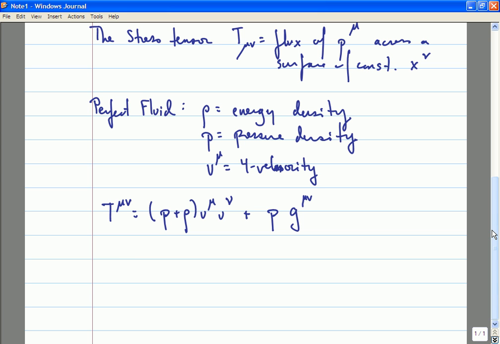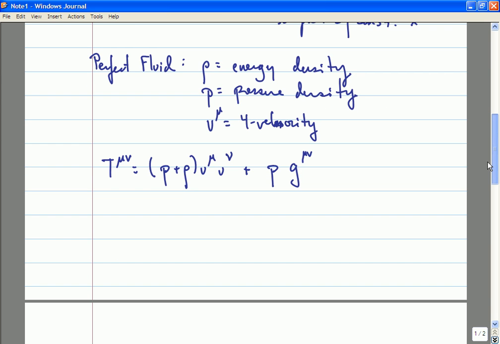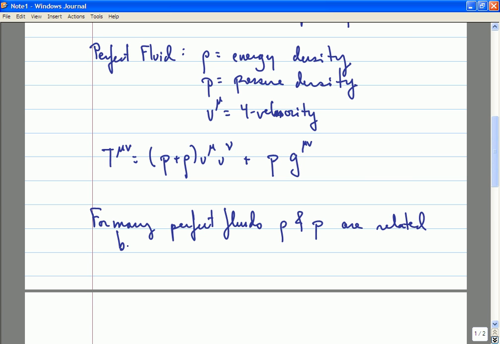And these are properties that you probably already know, or if you don't know, are actually rather simple to understand. So the first thing that I would like to point out is that for many perfect fluids, P and rho are related in a simple way. And in particular, there's an equation which relates P and rho, which is known as the equation of state.